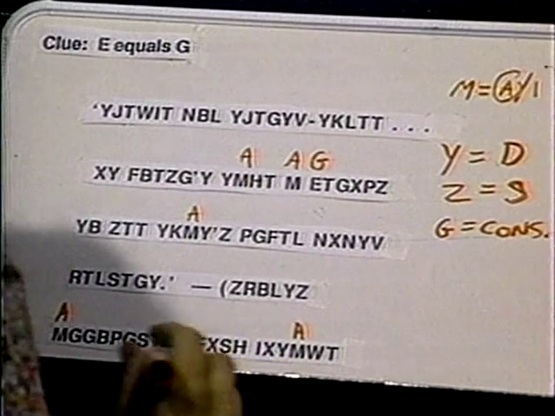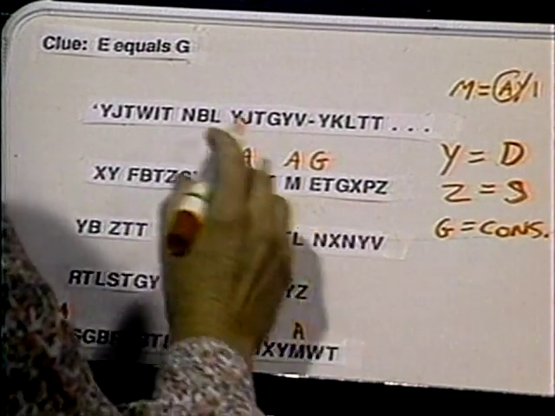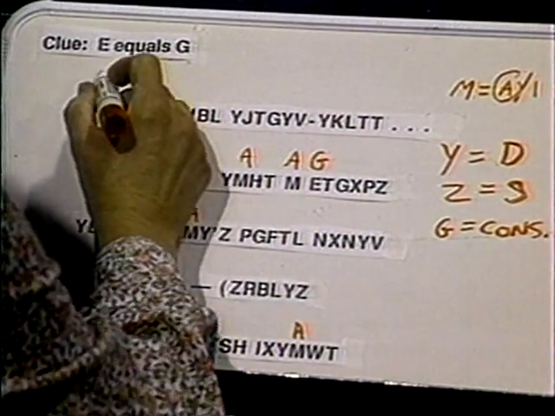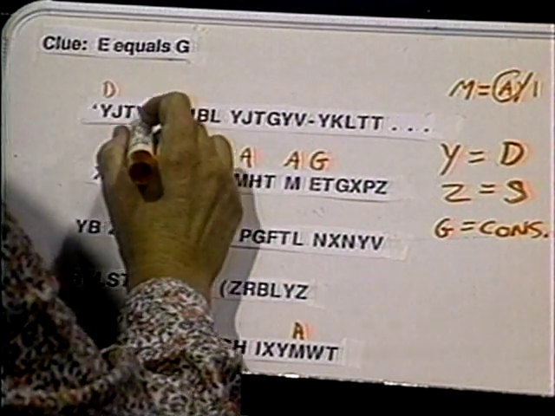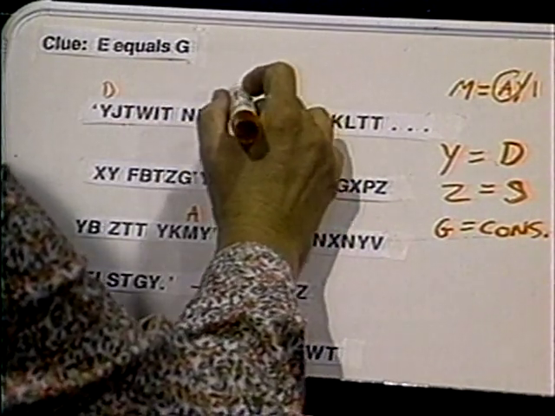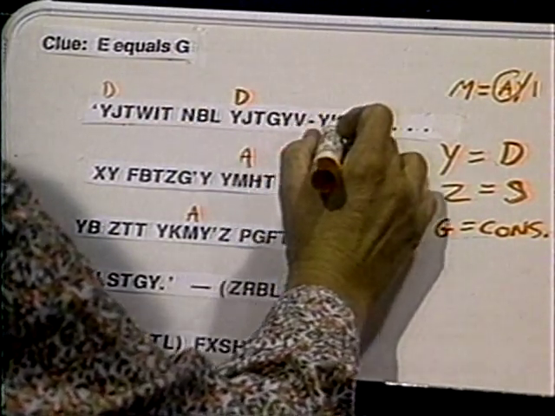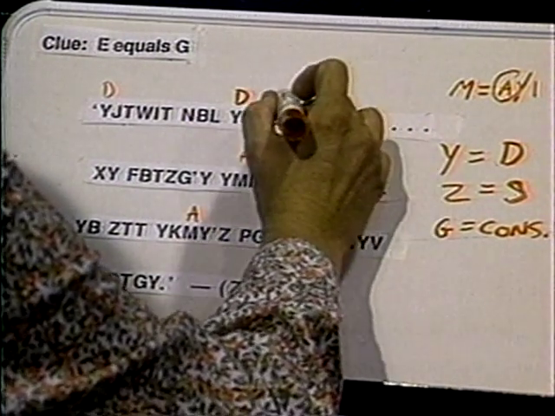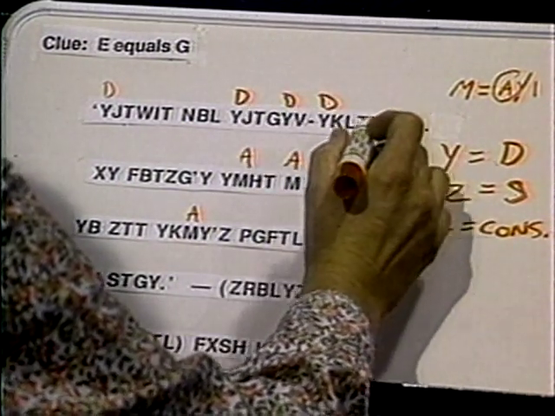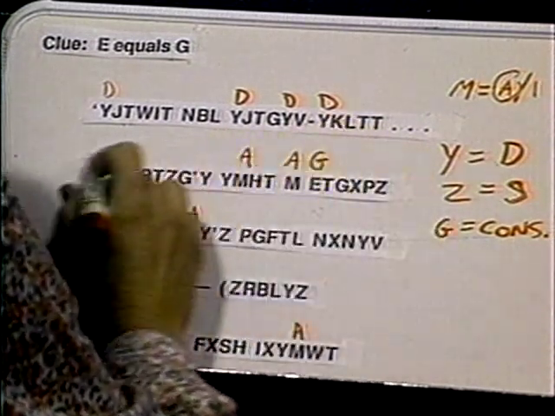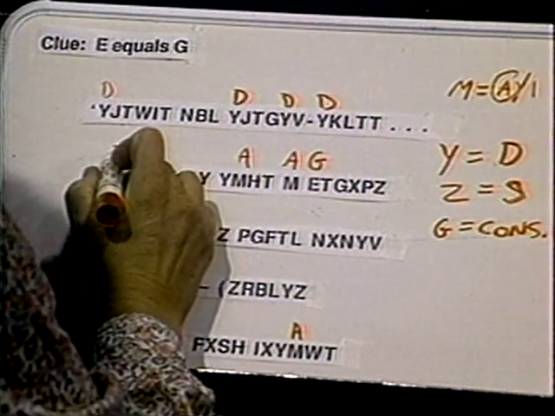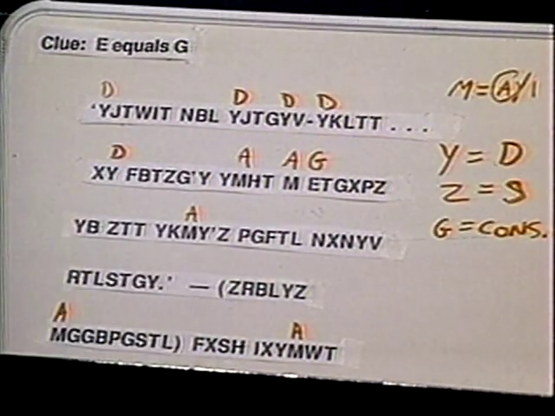And let's just, assuming that, let's fill in all the Y's and Z's. Y is D, Z is S. So here we have a D, Y is D, and Z is S. Another D. Two more D's. Y and Z we're looking for. Another D. Now this makes me wonder for a moment here.